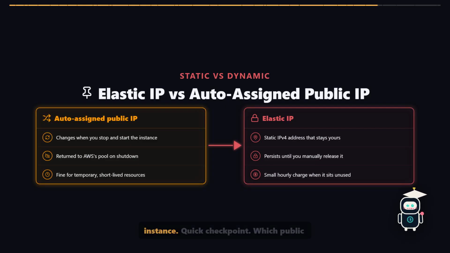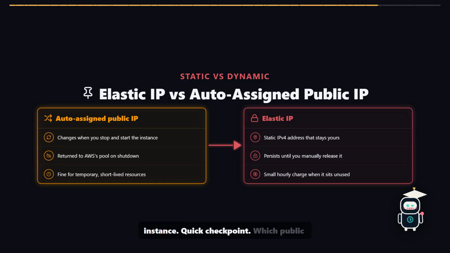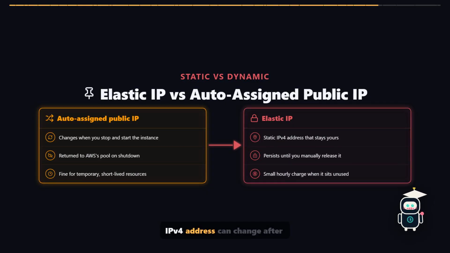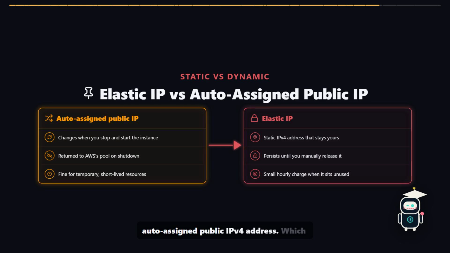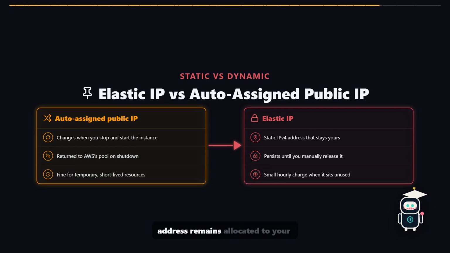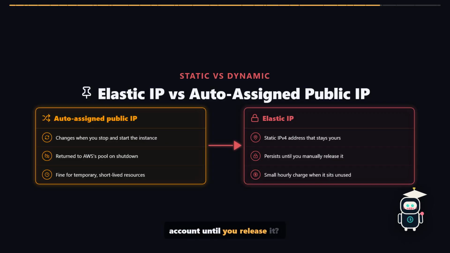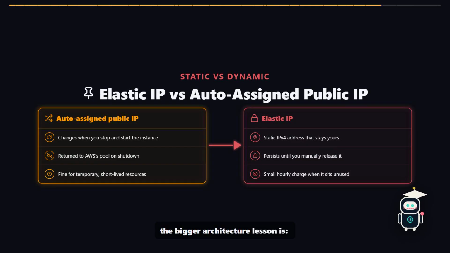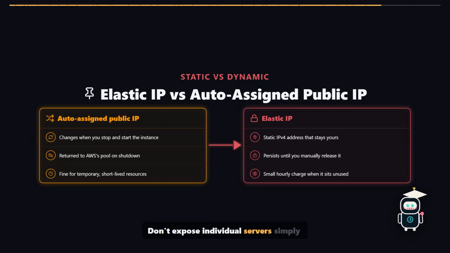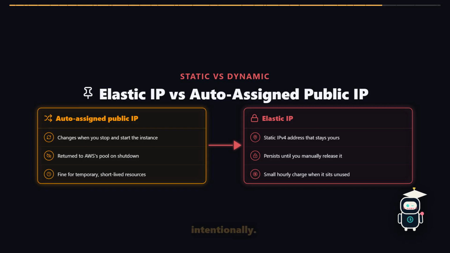Quick checkpoint. Which public IPv4 address can change after an EC2 stop and start cycle? An auto-assigned public IPv4 address. Which address remains allocated to your account until you release it? An elastic IP address. But the bigger architecture lesson is, don't expose individual servers simply because AWS gives you the ability to assign them public addresses. Design the front door intentionally.